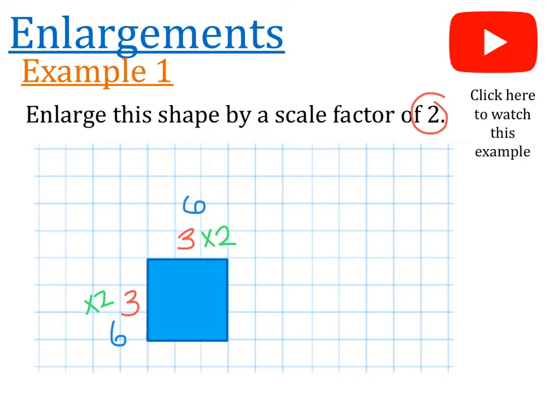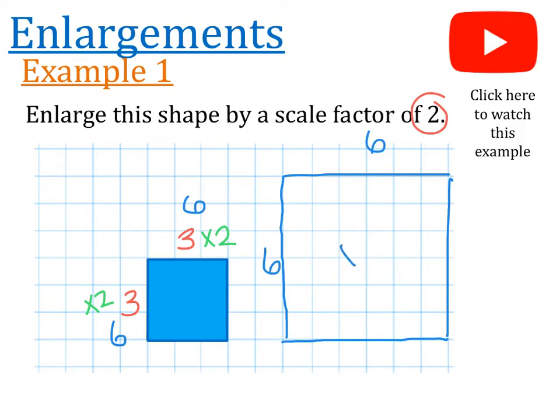So I can start anywhere that I want. I'm going to start here, just right at the end. So I've got 1, 2, 3, 4, 5, 6, and then I go up 6. 1, 2, 3, 4, 5, 6, and straight across and join that all back up. And now all of the sides are 6. 6 here and 6 here. So this square here is 2 times bigger than the square that we started out as.